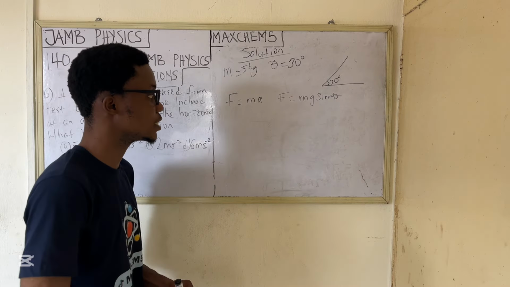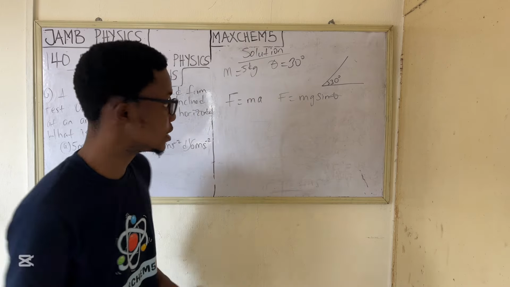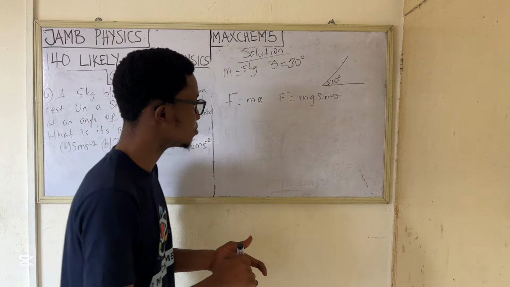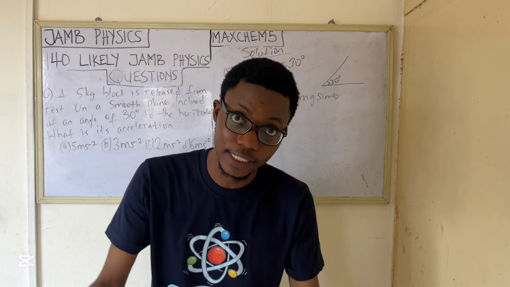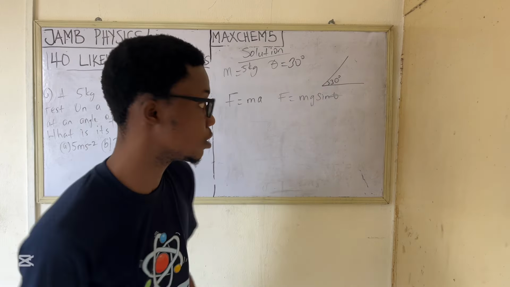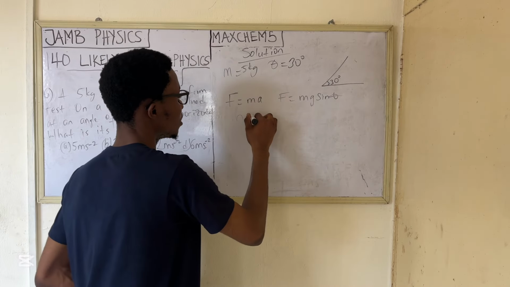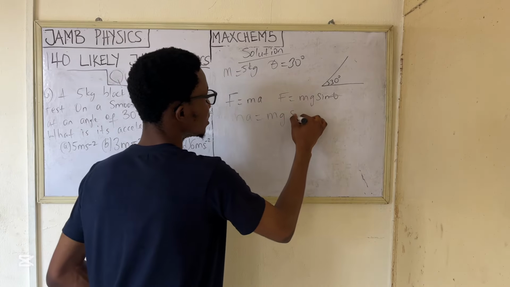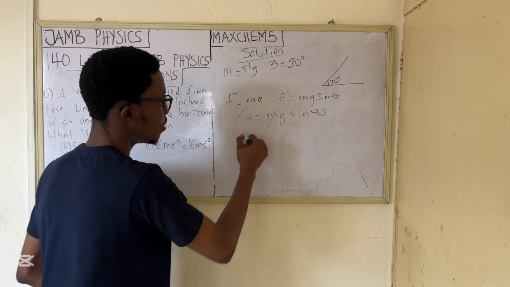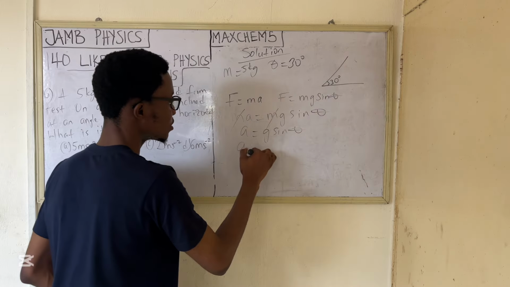Now, what you just have to do is equate our forces to each other. Our force is equal to mass times acceleration, and our force is equal to mg sine theta. When we ask you for the vertical component of the force, it is mg sine theta. Then definitely you can say ma is equal to mg sine theta. Then from here, we cancel m. We have a is equal to g sine theta.